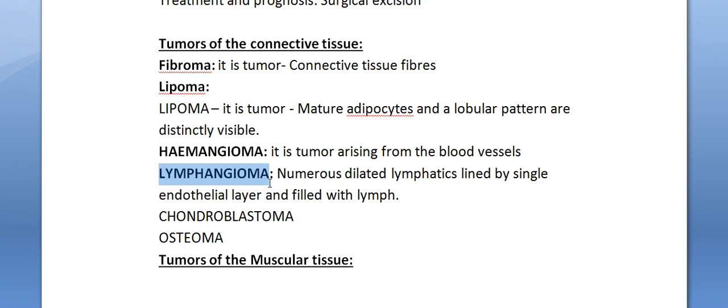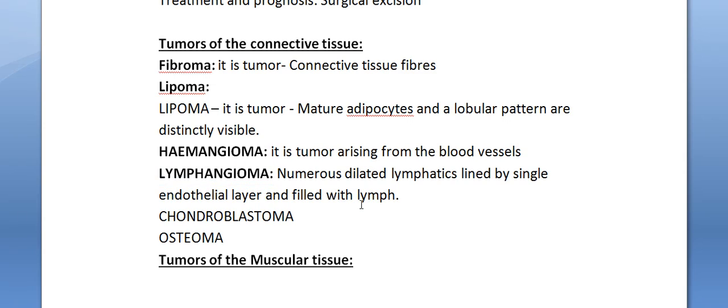Lymphangioma is a similar tumor arising from lymphatic capillaries. Lymph is a transparent fluid. So a tumor arising from lymphatic capillaries is called lymphangioma. It's rare but possible in the oral cavity; it's mainly common in the neck. Numerous dilated lymphatic vessels are seen, lined by a single layer of endothelial cells and filled with lymph. This tumor is pinkish or purplish in color, or whitish in color. If you press, again it disappears, and if you release your finger, the tumor will come back.